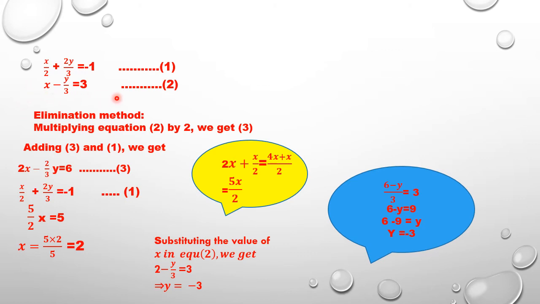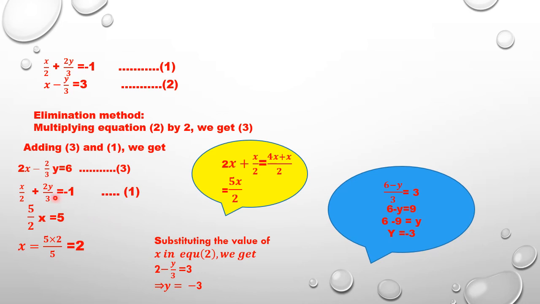Then what shall I get? Over here, on multiplying 2 with x, I get 2x. On multiplying minus 1 by 3 y with 2, I get minus 2 by 3 y. And on multiplying 3 with 2, I get 6 on the RHS. So we are ready with the new equation, called equation 3, that we got on multiplying equation 2 by 2. We write equation 1 as it is below equation 3.